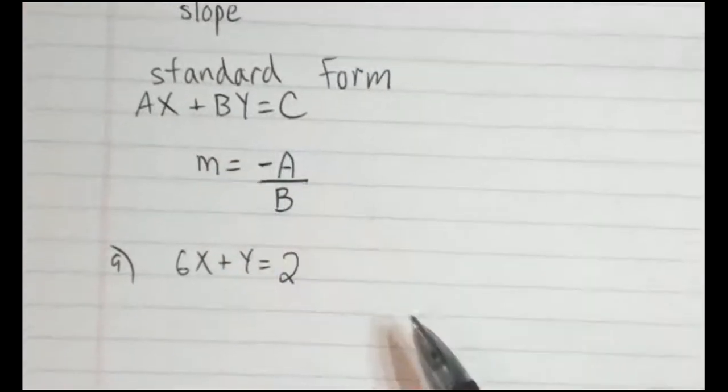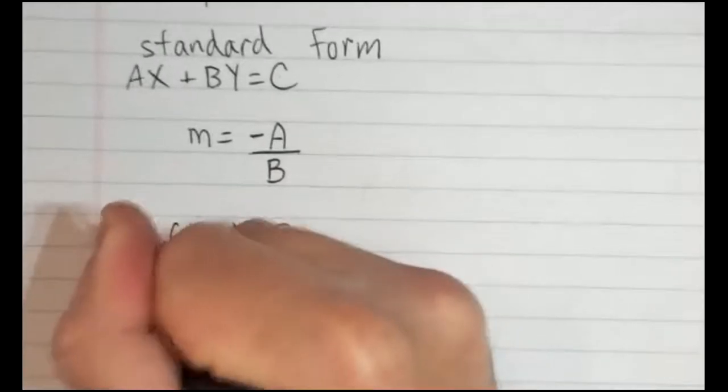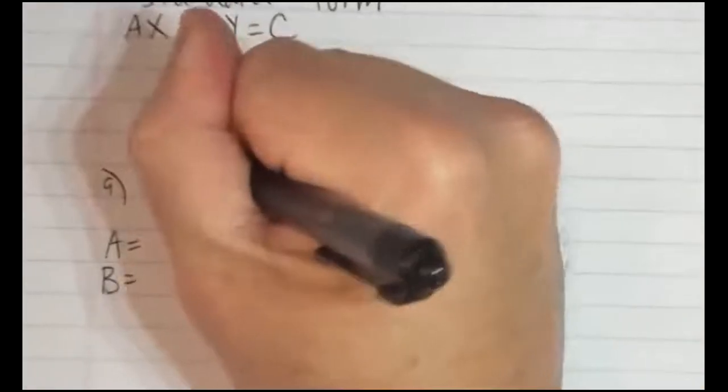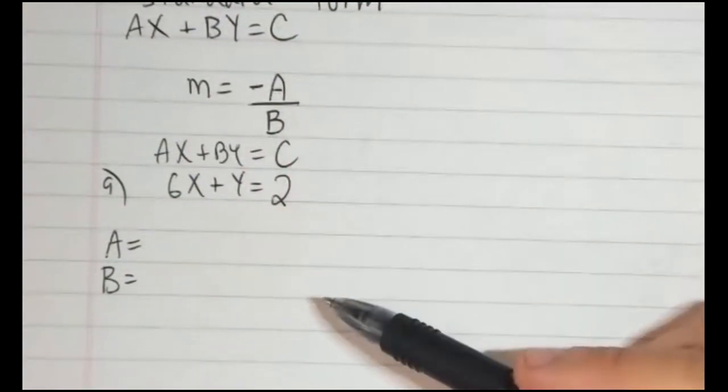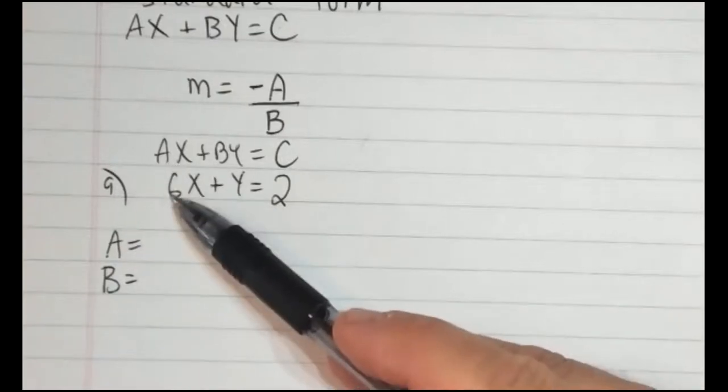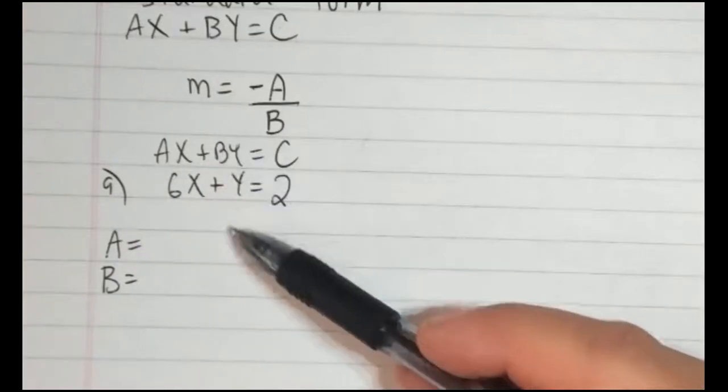All right, so we notice this is in what we call standard form. So we need our A value and our B value to be able to determine that slope. Again, it is AX plus BY equals C. We don't concern ourselves with C at all as far as finding the slope, but I need to know what my A value is and I need to know what my B value is.